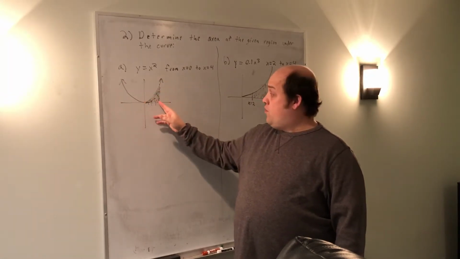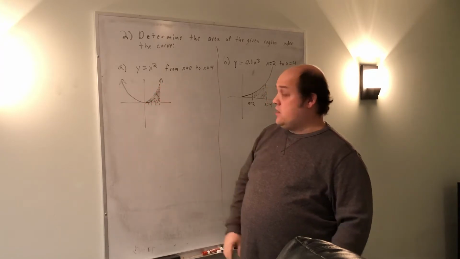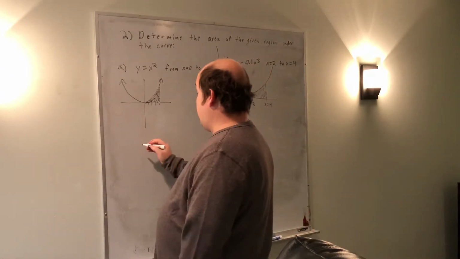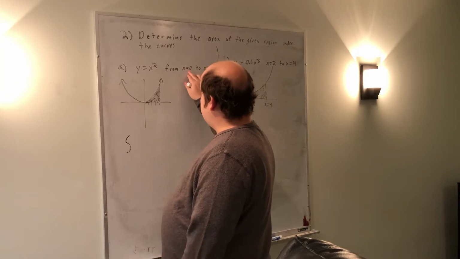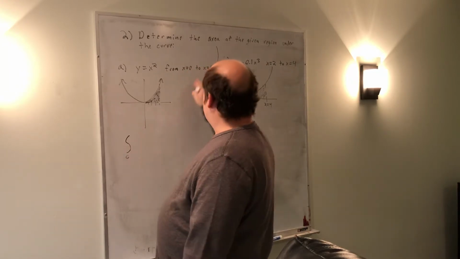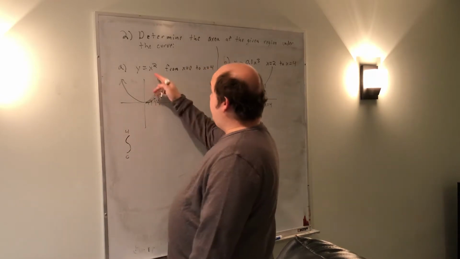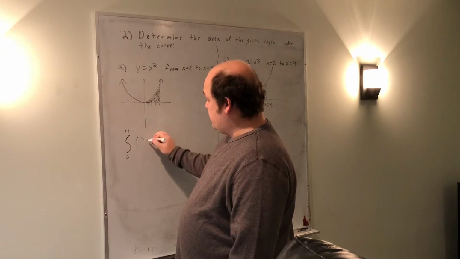From 0 to 4 in the x direction, we want to know the area of this region created under the curve. In order to do that, we translate it into an integral. It's the integral from my lower or left-sided x value of 0 to my upper or right-sided x value of 4 of the given function with respect to x.